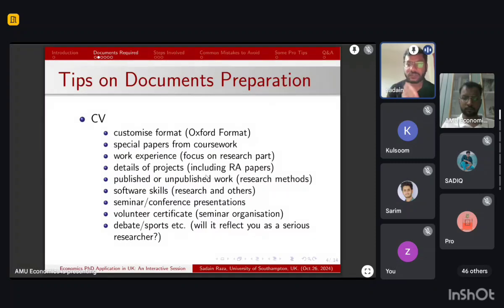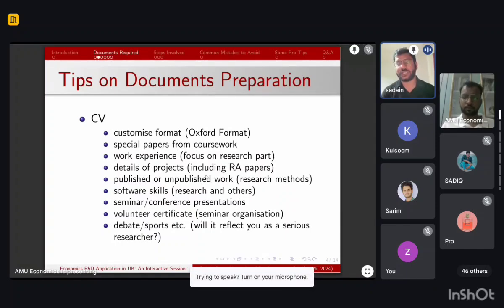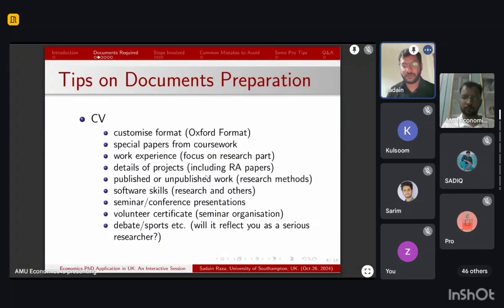And if you reflect it in your CV in some sense, that I am doing this RA job, because of the details of the projects that you mention, and because of the work that you have done for the last 4 years or 3 years or 2 years, whatever work experience you have, you are getting interested in doing a PhD, and this is why you are applying. So this will be a good reflection, right?